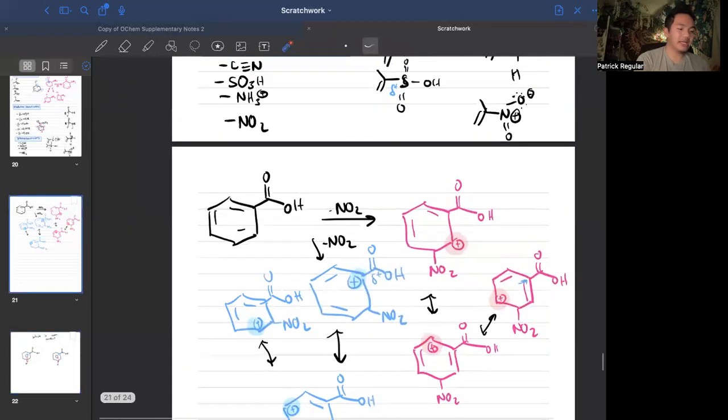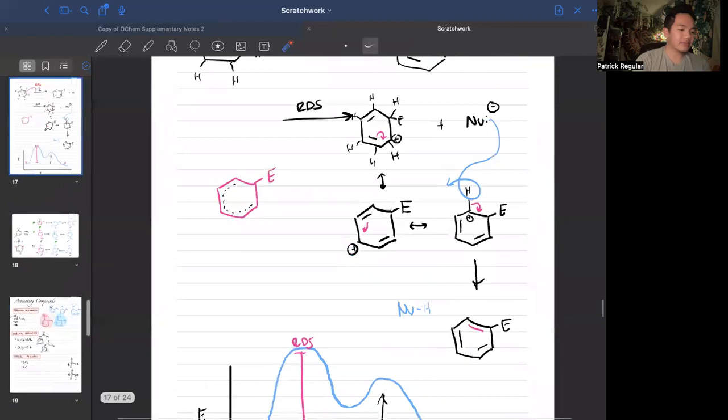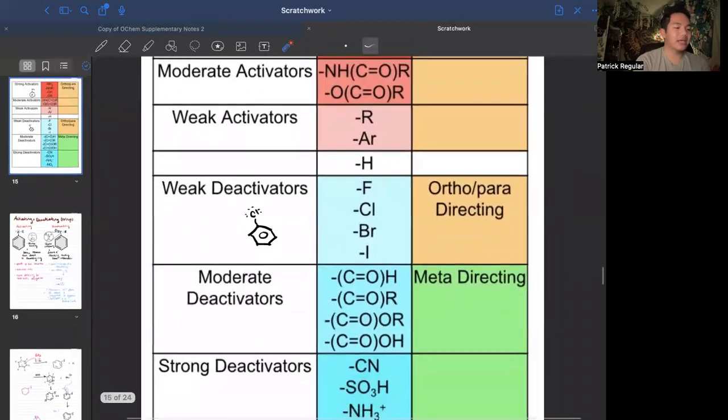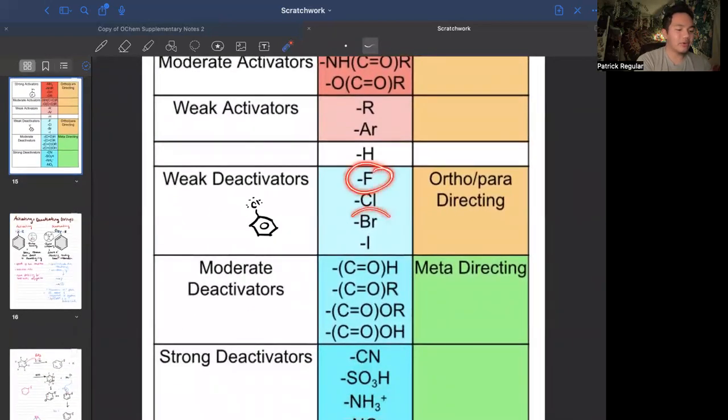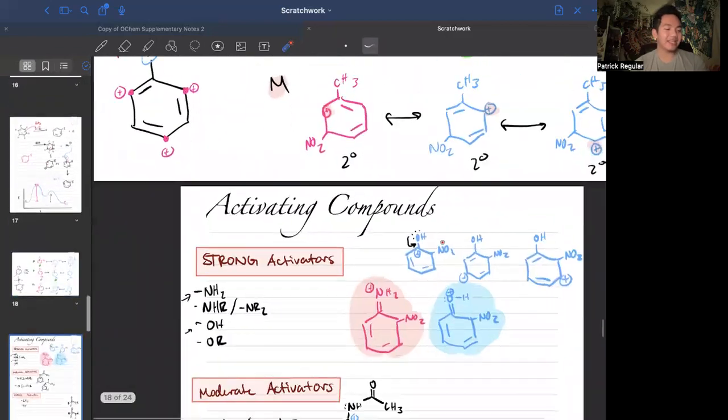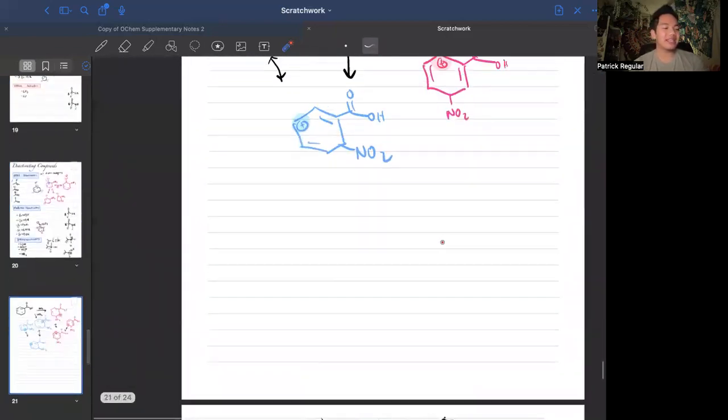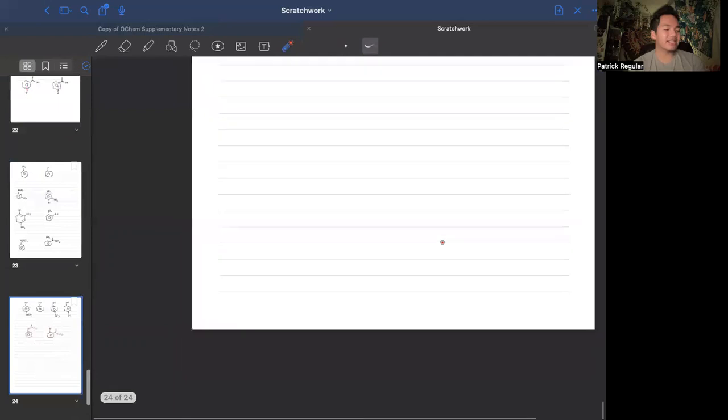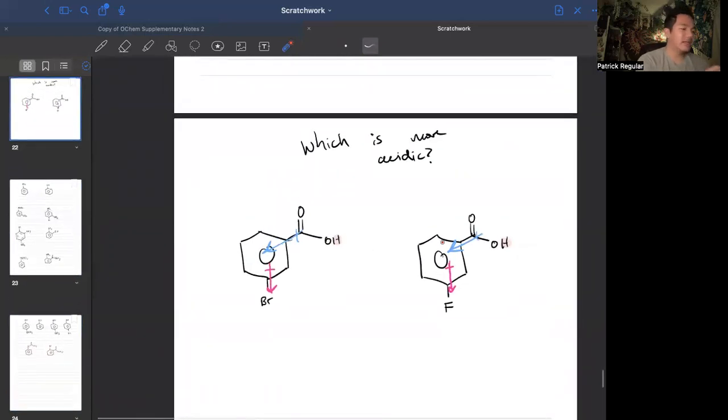Well, let's look at that list. Oh, come on, I have to keep scrolling. Between fluorine and bromine, which one's more deactivating? It's going to be bromine. Bromine is lower on the list, so it's going to be more deactivating. If bromine is more deactivating, that means it's pulling more electron density out of the ring. So if that pull is stronger than fluorine, I don't know how significant, but it's going to be more acidic because more electron density is being pulled away from that proton.